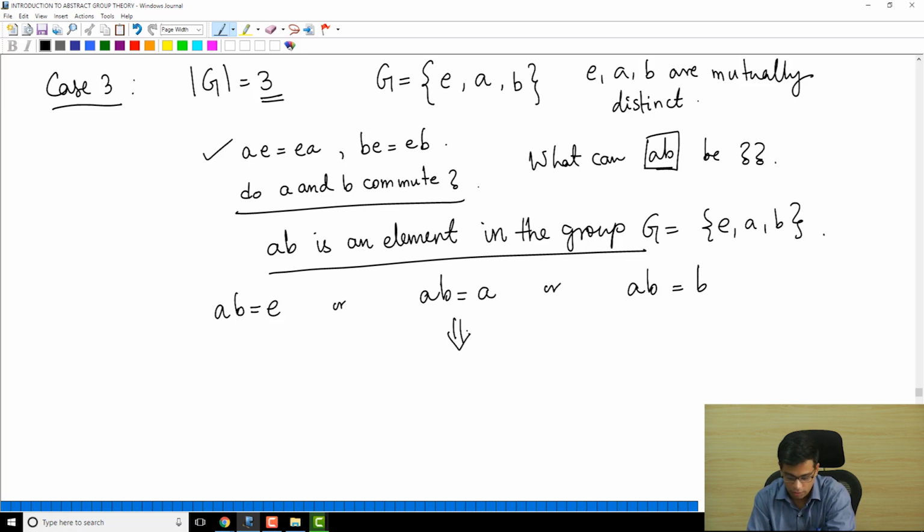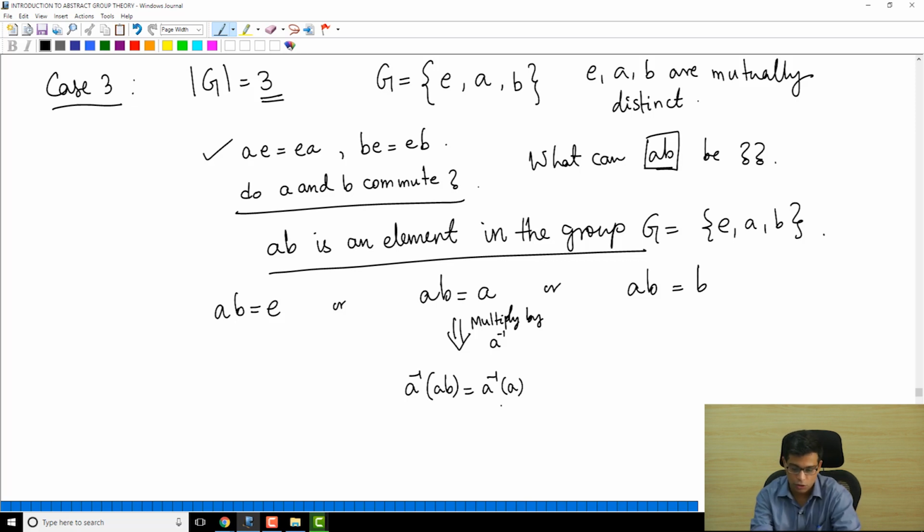Now, I am going to invoke a very important property that we have in a group that we discussed in an earlier video, namely the cancellation property. So, if AB equal to A, multiply both sides by A inverse. So, we have A inverse AB equals A inverse A.